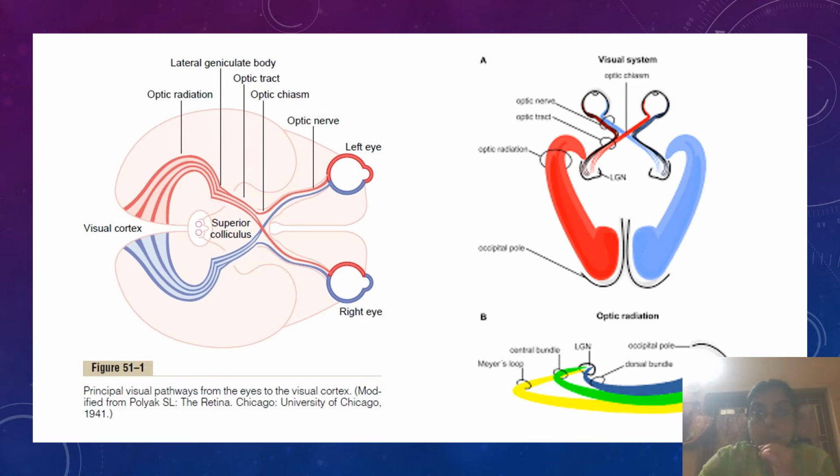Now this optic radiation has three types of fibers. As we can see from the right-hand side picture, they can be divided into three bundles. One is the dorsal bundle, blue. Then there is the central bundle, green, and the ventral bundle, which is also known as Meyer's loop. Now what is the fate of this Meyer's loop? We will see in the next slide.